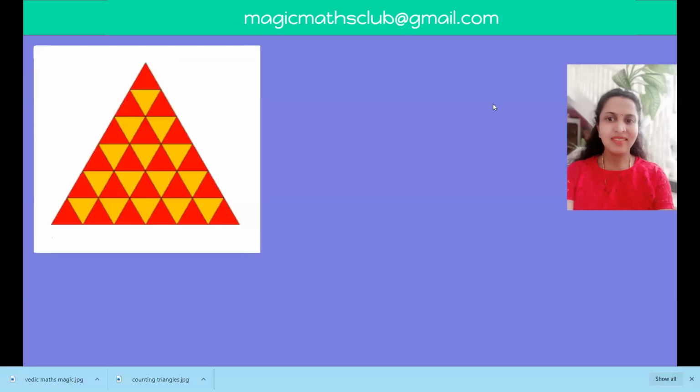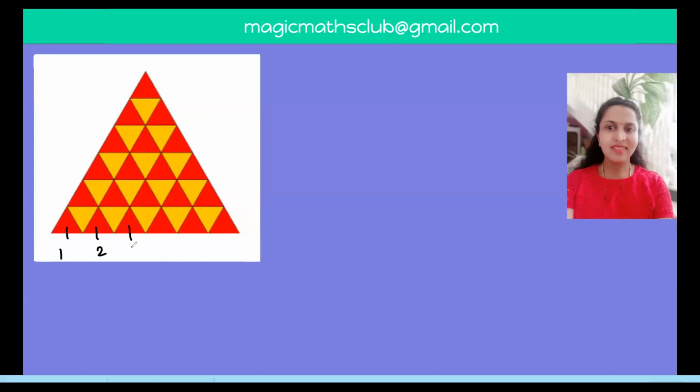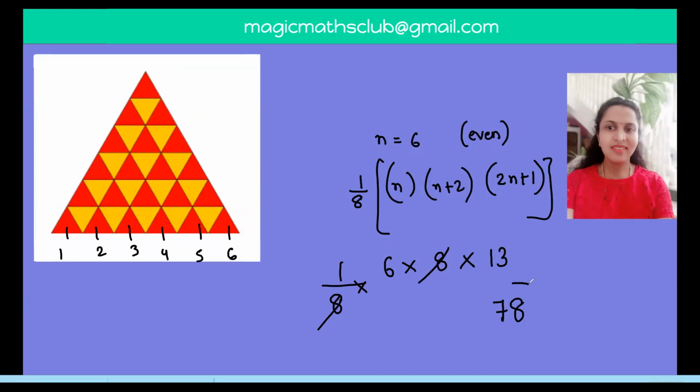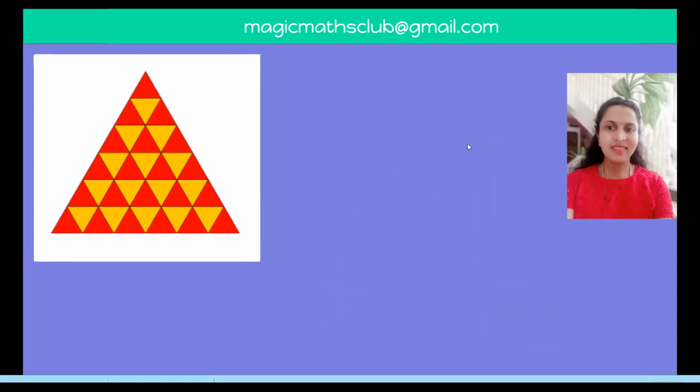So let's try this one. So 1, 2, 3, 4, 5, 6. n is 6, which is even. Let's write the formula: 1 by 8 n, n plus 2 and 2n plus 1. So 1 by 8 into 6, 6 plus 2, 8, and 6 into 2, 12 plus 1, 13. So 8, 8 cancel off, and 13 times 6, 78. See how difficult it is to add it. So if you learn the formula, it's so easy.